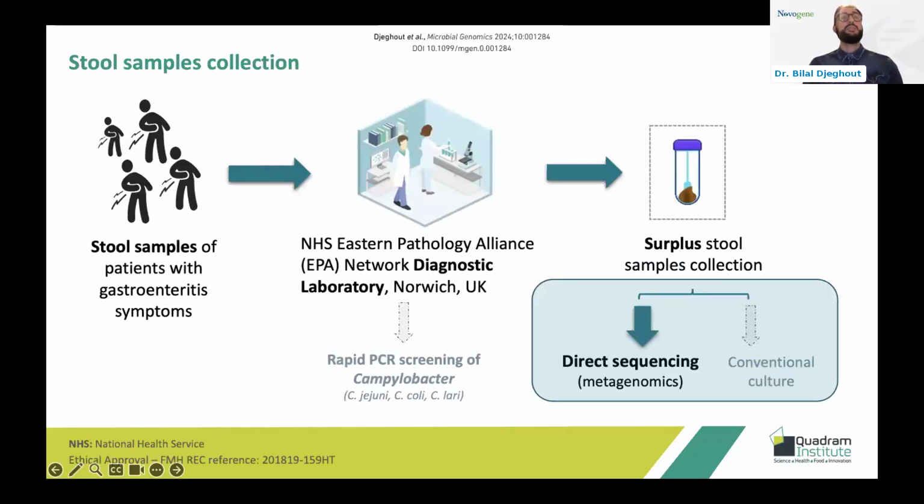So to simplify the process, when patients presented with gastroenteritis symptoms, stool samples are submitted to the diagnostic lab for rapid PCR screening for enteric pathogens, including 3 species of Campylobacter. I then collected the surplus stool samples and transported them to our lab in QIB for direct metagenomic sequencing and conventional microbiology.